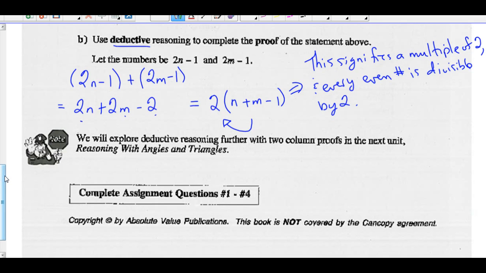Note, we will explore deductive reasoning further with 2-column proofs in the next unit, reasoning with angles and triangles. We're not going to do that in this unit. All right? So you guys have your self-assessment. There's some questions to try.